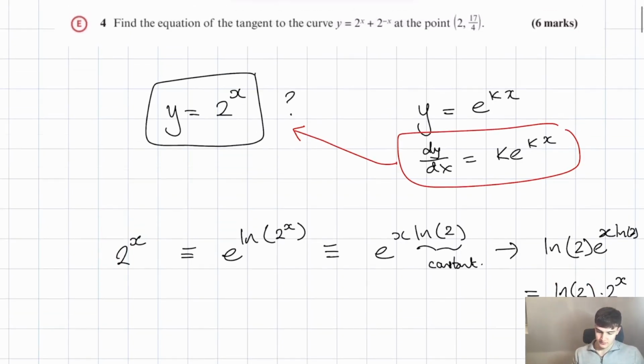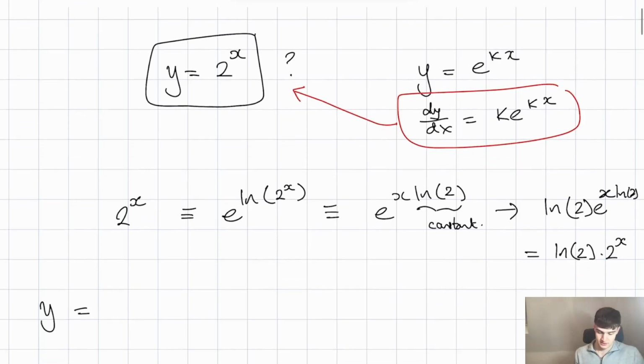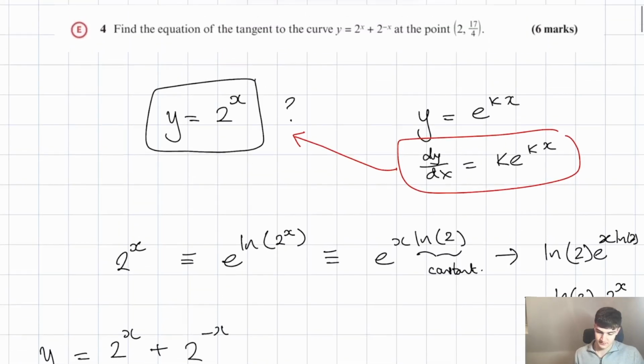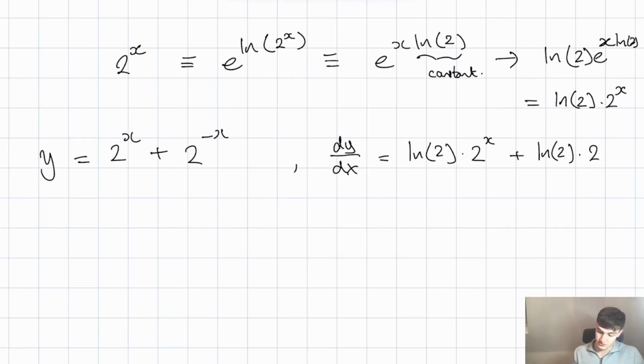So for our question, y is 2 to the x plus 2 to the minus x. We know how to differentiate each of the terms now. So dy by dx is going to be ln 2 times 2 to the x plus ln 2 times 2 to the minus x.